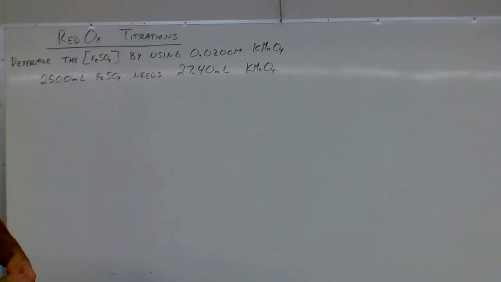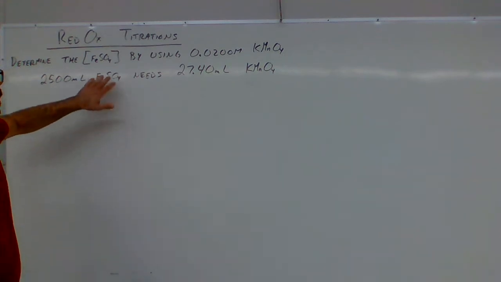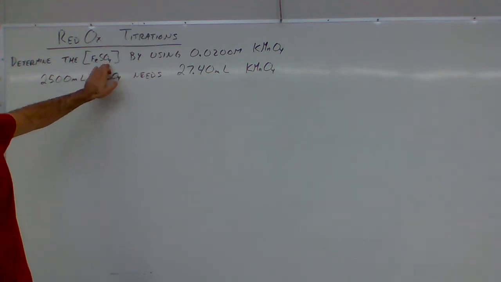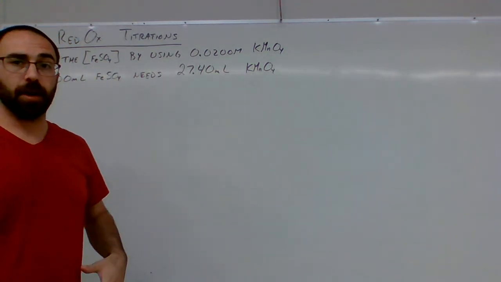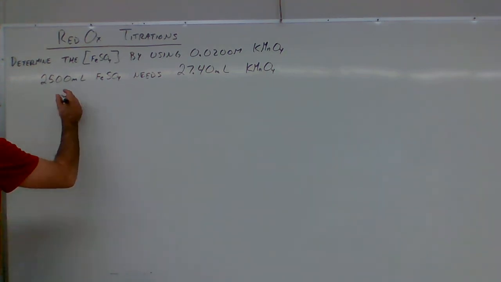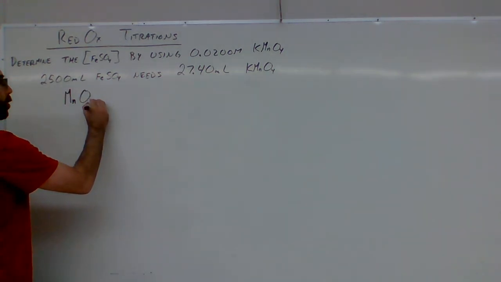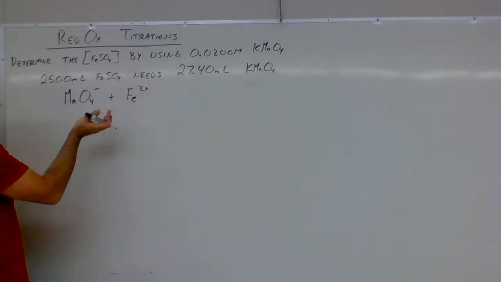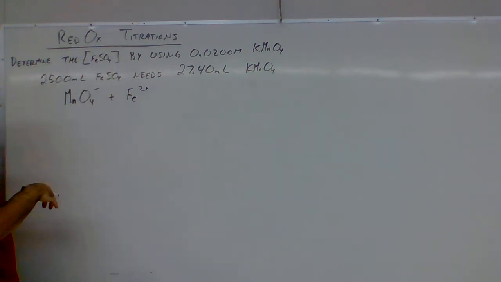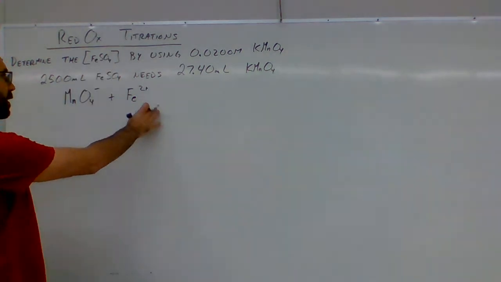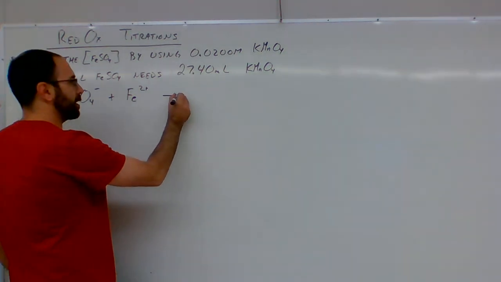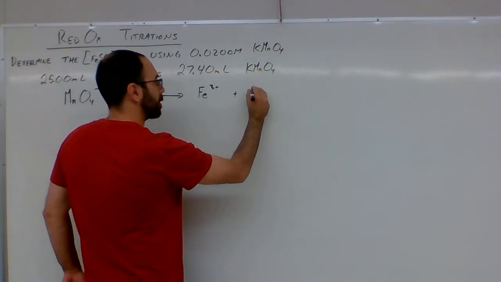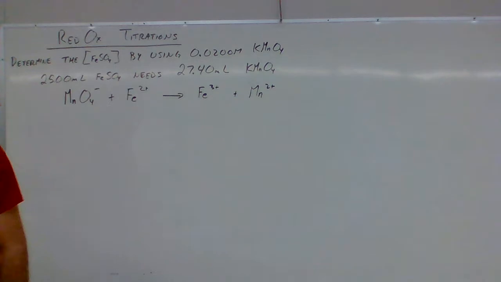The first thing we want to realize is that in this situation, and it'll be given to you, don't worry, the sulfate is a spectator ion, and so is the potassium. They are just going to be dissolved. So for our reaction we've got MnO4 minus plus Fe2 plus. We know it's the 2 plus version because the sulfate ion has a 2 minus charge, so the Fe is 2 plus. And from here, we are going to get Fe3 plus plus manganese 2 plus.